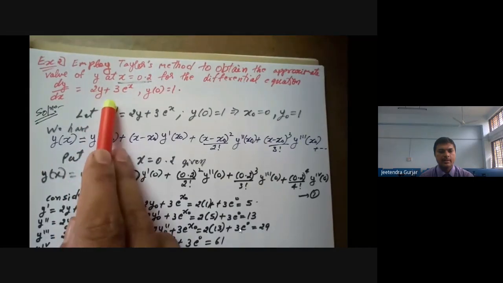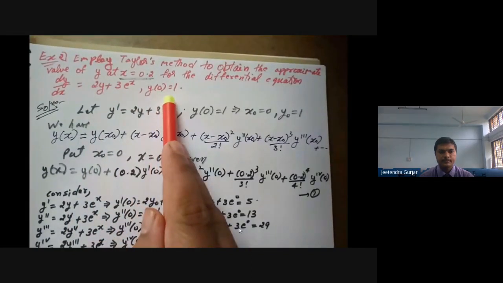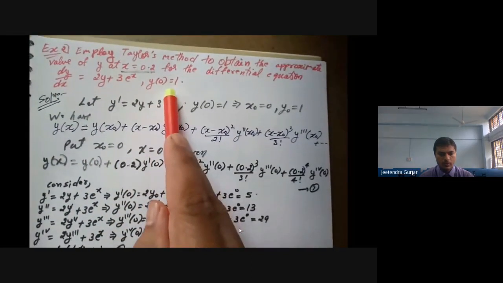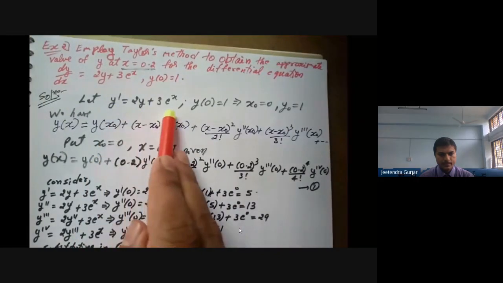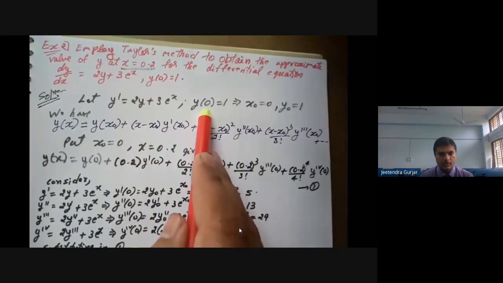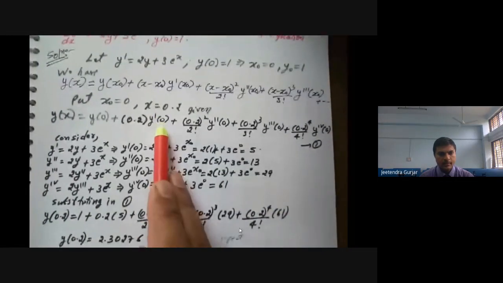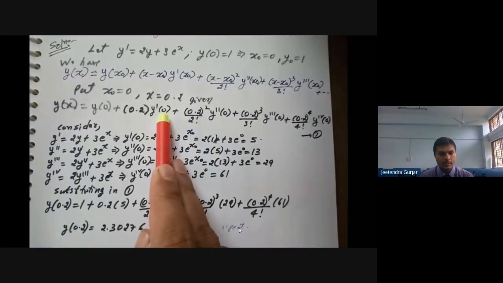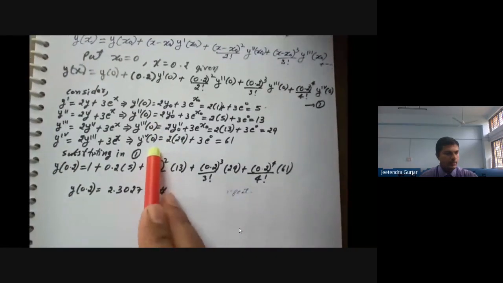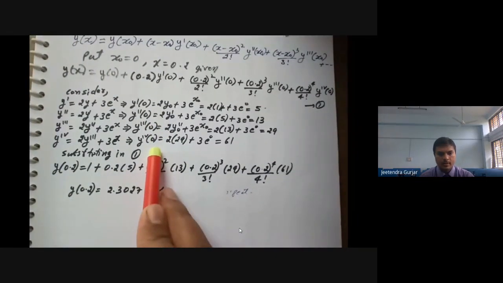Looking at this question, write the given immediately. To get the accurate values, I am going to go for the fourth order or fourth degree. So these are the values you are going to substitute. Already y' is given. So every time, write the formula, then substitute one by one in this equation. After that, you have to find all this. y' we got here 5, y'' we got 13, y''' we got 29, y raised to 4 we got 61.